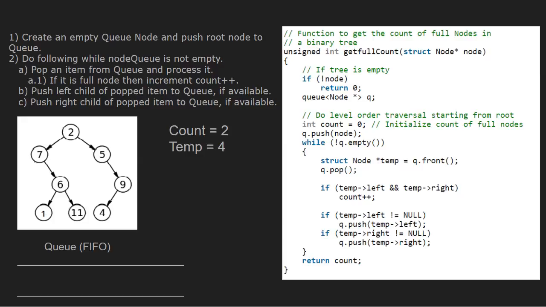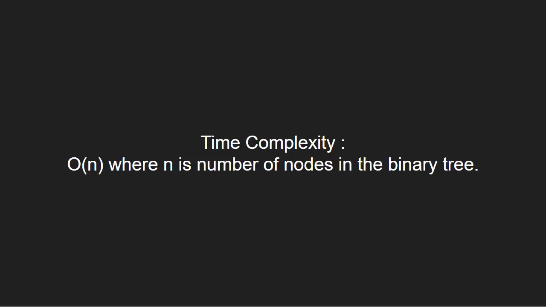Let's have a look at the time complexity of the program. This code will run in big O of n complexity. Here, n is the number of nodes in our tree.